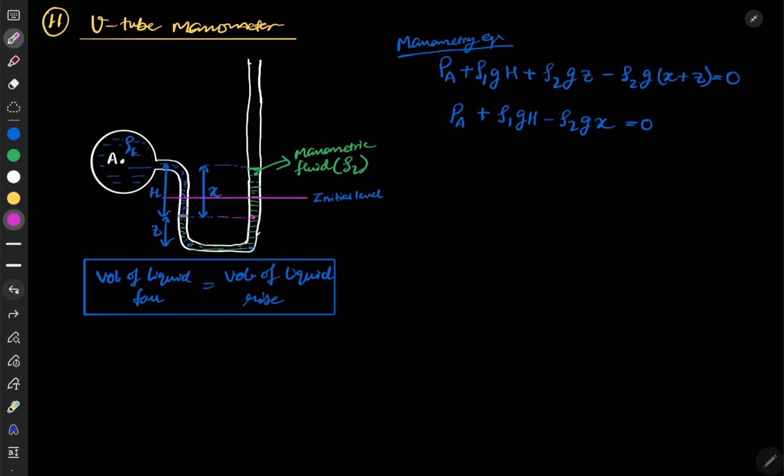So how will we write the pressure equation? We write it as PA plus rho 1 g H. Now we directly move from this point to this point, and this is again minus rho 2 g x, equal to again 0 or P atmosphere.